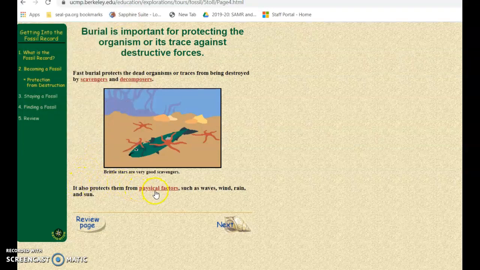It also protects them from physical factors. So the fast burial protects the remains from physical factors like waves, wind, rain, and the sun. All of these things can cause weathering and erosion to happen. And those things will destroy the organism. They're going to break it down, grind it up into little pieces, and then we wouldn't have an organism, or it wouldn't be able to be made into a fossil because it's broken apart.